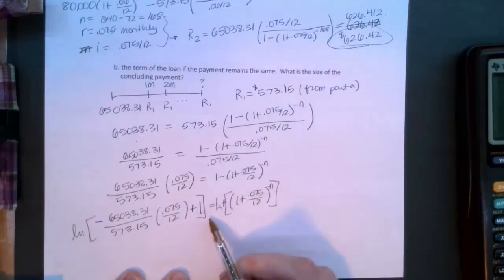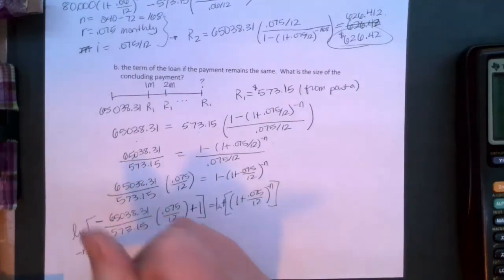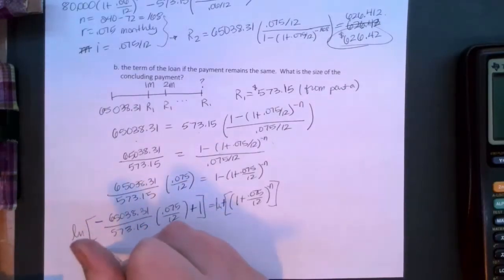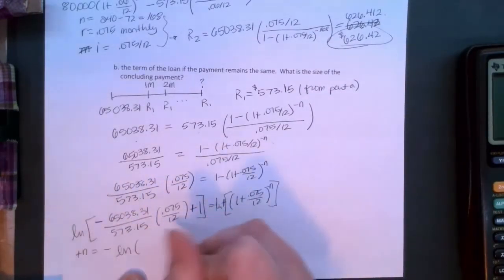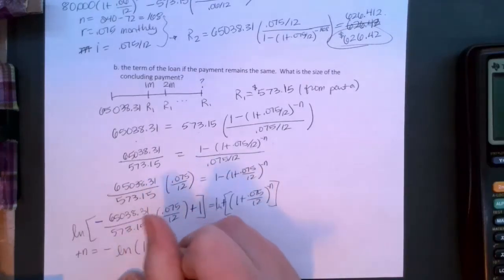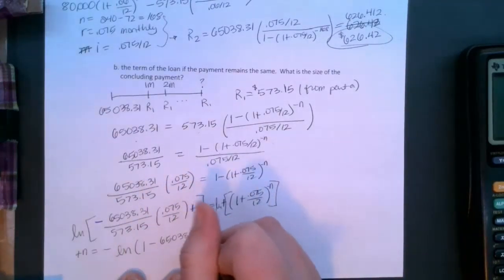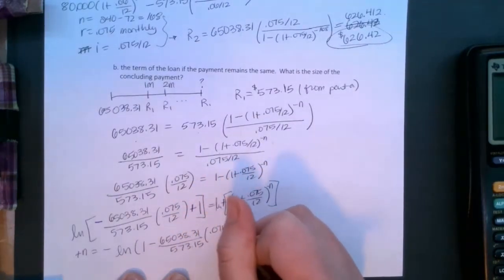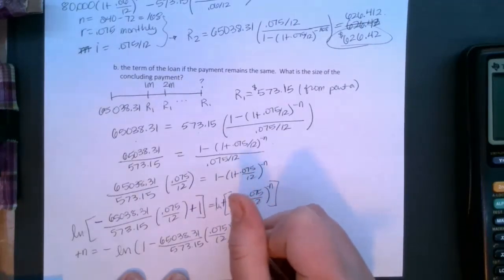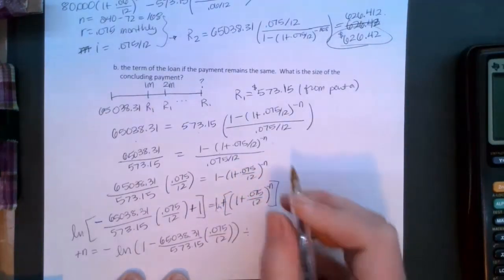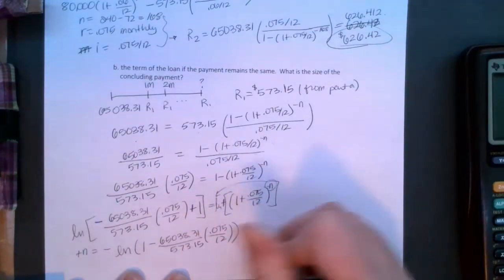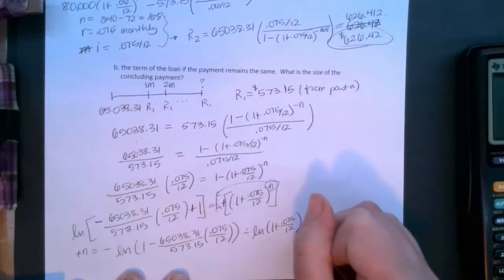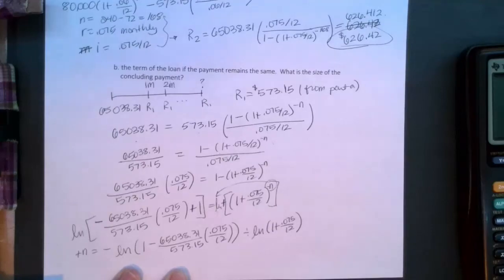The properties of natural log let us bring the power down. So now we have negative n equals, sorry, positive n equals the negative natural log of this side, 1 minus 65038.31 over 573.15 times our interest rate. And that's going to be divided by this piece, because again this comes down. So that's why I'm just going straight to this, skipping a step here. But again, after you do this enough, it just becomes second nature. You know exactly what to do.